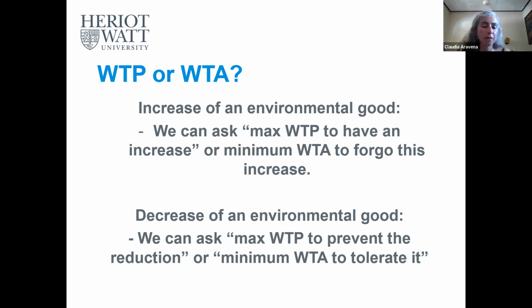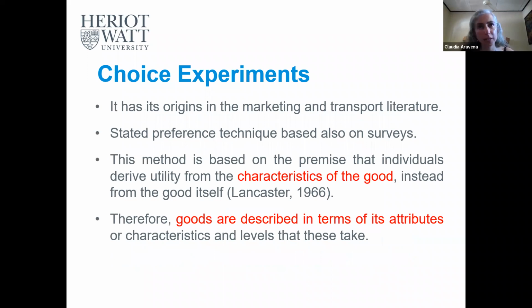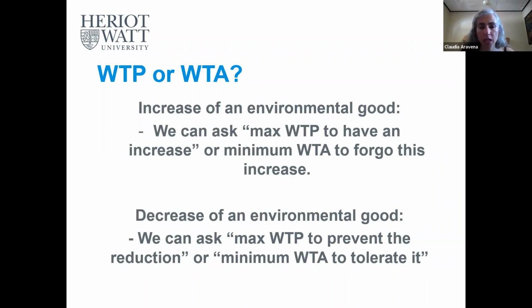When we have the decrease of an environmental good, which is generally the case for contingent valuation, we can ask the maximum willingness to pay to prevent the reduction, or the minimum willingness to accept to tolerate. So basically, it depends on your context of valuation.